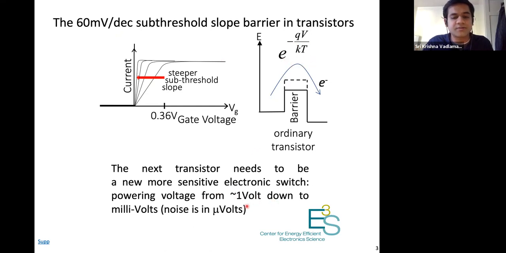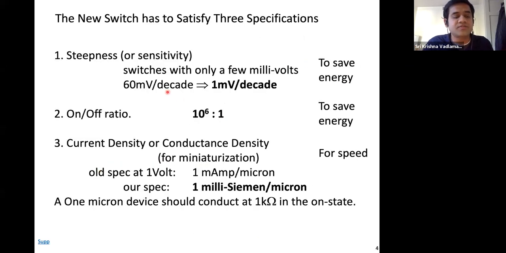But we want to go beyond it. We want to bring down this subthreshold slope to a lower value so that we save energy. And that was the entire motivating rationale behind setting up this center called E3S at Berkeley. This was set up by Professor Jablanovic 10 years ago, and this was one of the main motivations for that center. So we had three requirements for a new transistor, and they were all very ambitious.